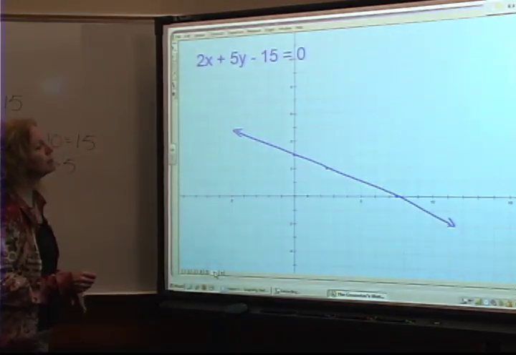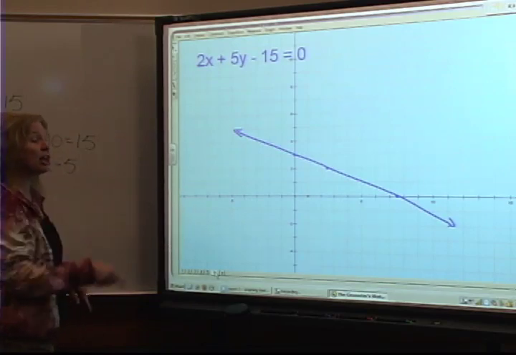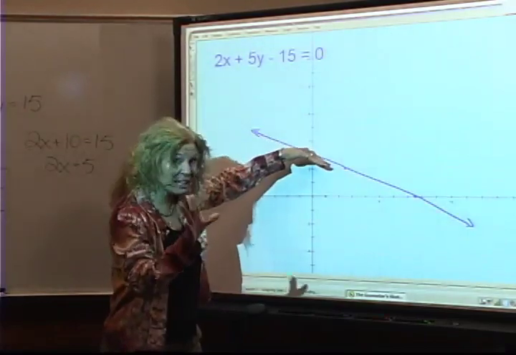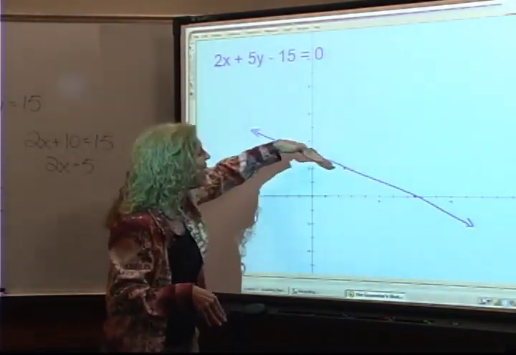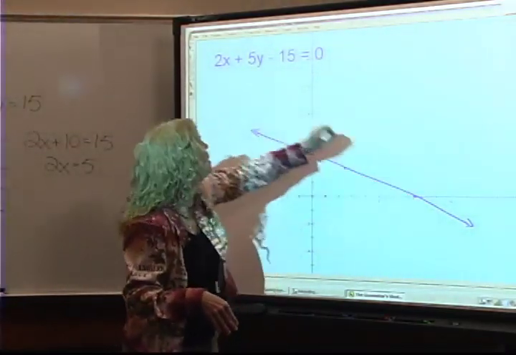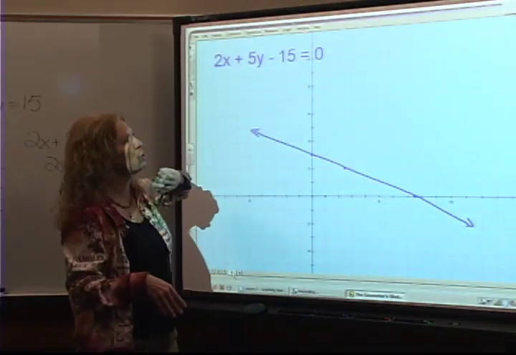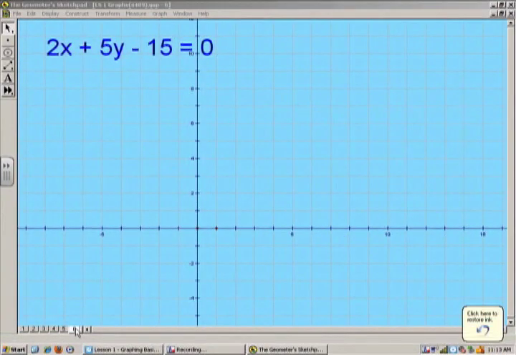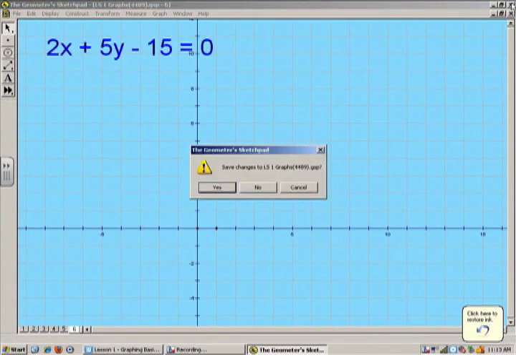Okay? And remember what I'm looking at. The whole point is this is a picture. It's a visual picture of every possible ordered pair that will make that equation true. Okay? It's really very powerful stuff, and we thank Mr. Descartes for what he's done for us.